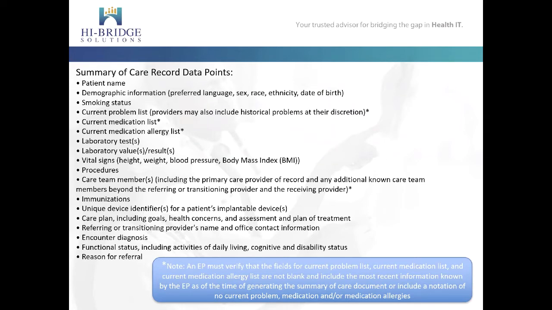And not only that, but the EP must verify that the fields for the problem list, medication list, and allergy list are not blank. Okay, those must be completed. Some of the others, you can have some blanks in and that will be acceptable, but those 3 must not have blanks. This is the best practice, preferred list of data points that should be included on your summary of care data. What does that mean to you? It means you ought to be entering this data into structured fields within your EHR. Most of you are doing all of these. A lot of you are not doing 1 or 2. So we might need to work on that, which is why we're providing this to you today.